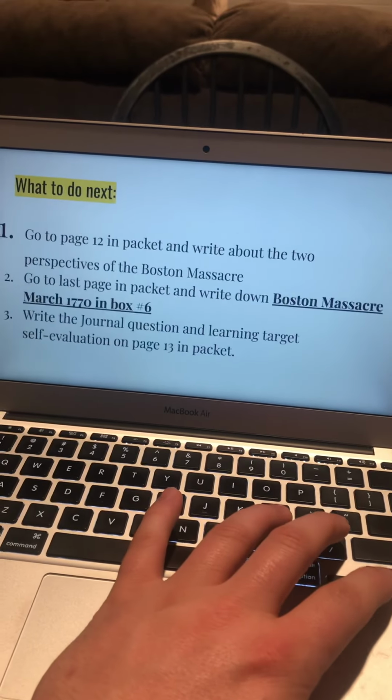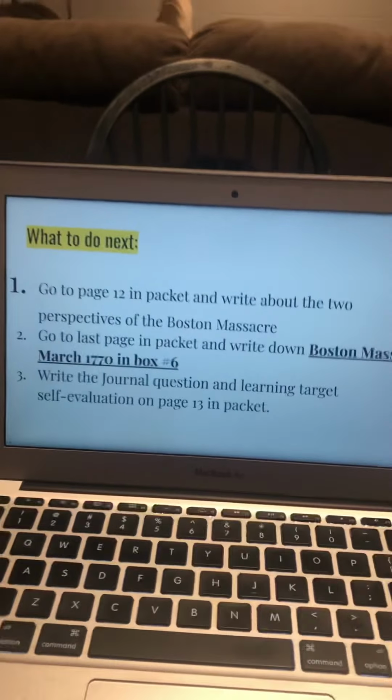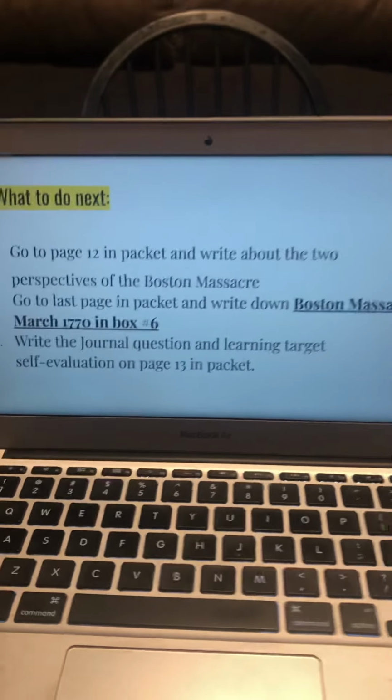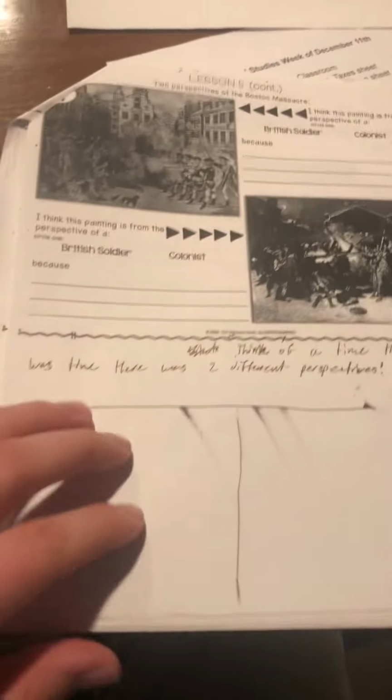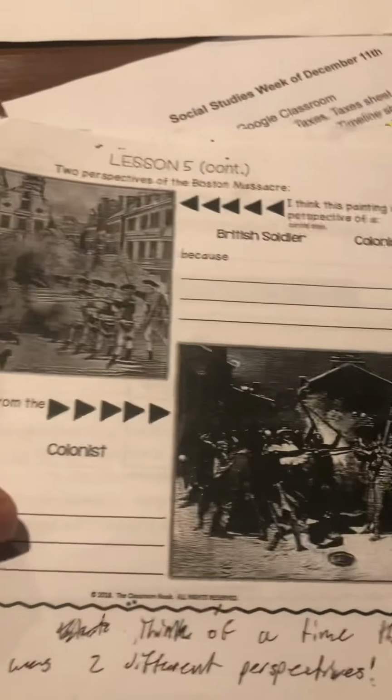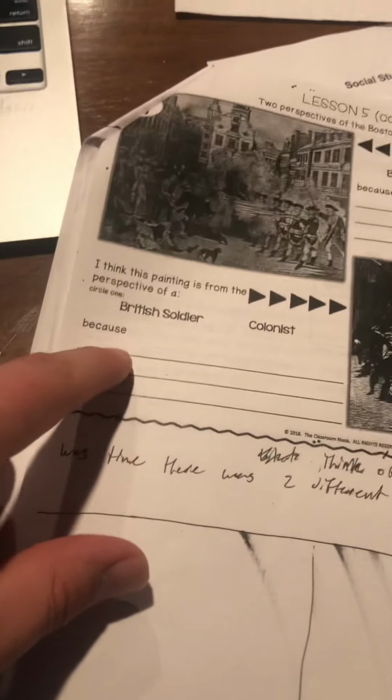So, and then you go to perspective 2, and then what's next? Number 1 is go to page 12 in your packet and write about the 2 perspectives of the Boston Massacre. Okay, so we're on page 12. There we go. And you would write down right there. That perspective goes right there. Perspective number 2 goes right there.